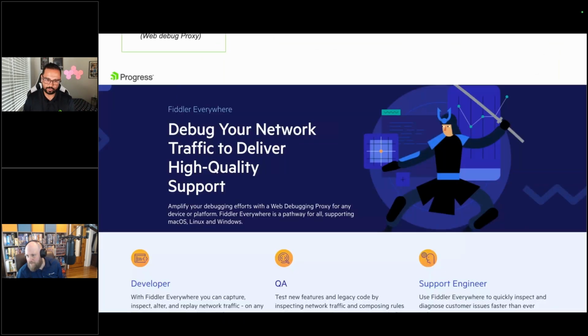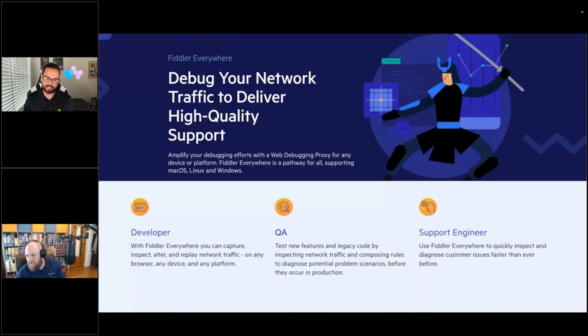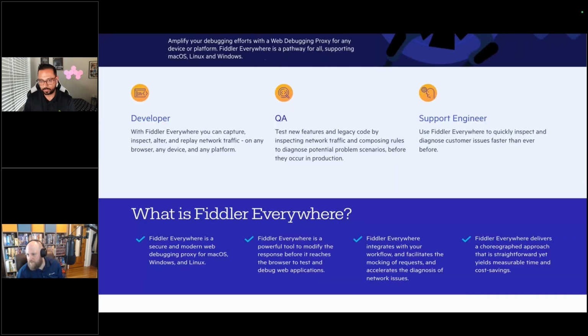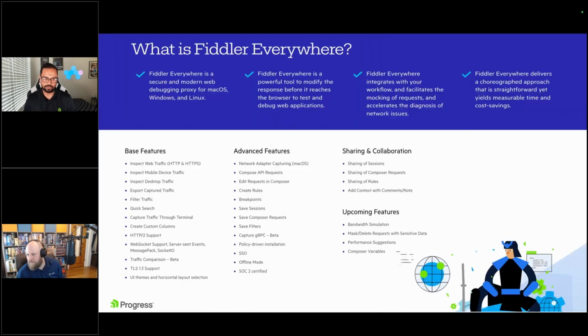So Fiddler Everywhere, again, like I said, it's for the developers in the house. It's for the QA people and the support engineers, for you to have complete visibility in your network stack, so you know exactly what's going on, and it works seamlessly on macOS, Linux, and Windows. So a quick look at where Fiddler Everywhere is. It's a secure and modern web debugging proxy, works everywhere. You can read through some of the core features that we do bring.